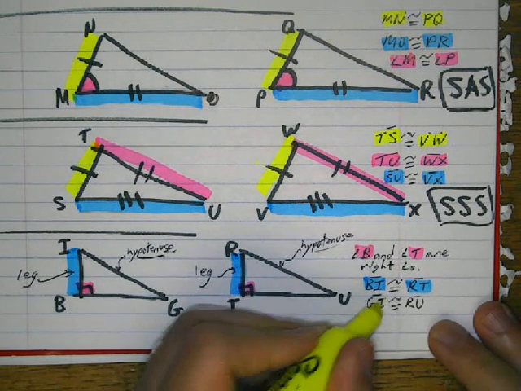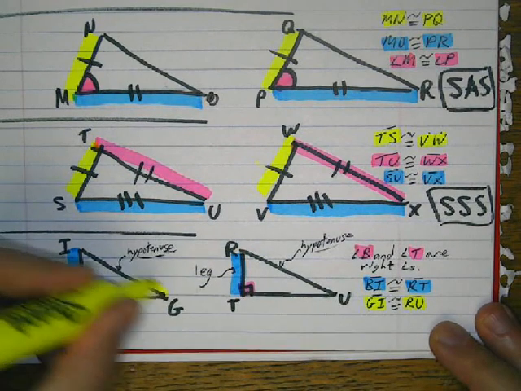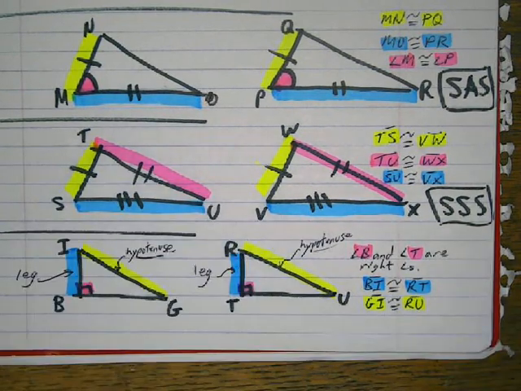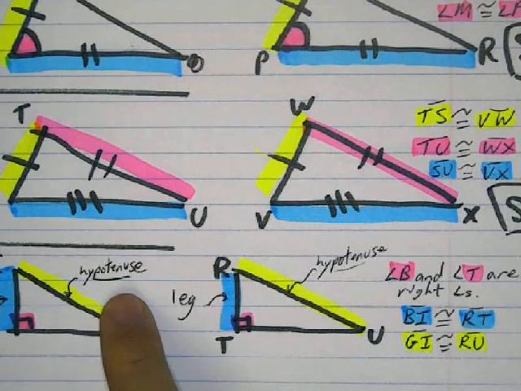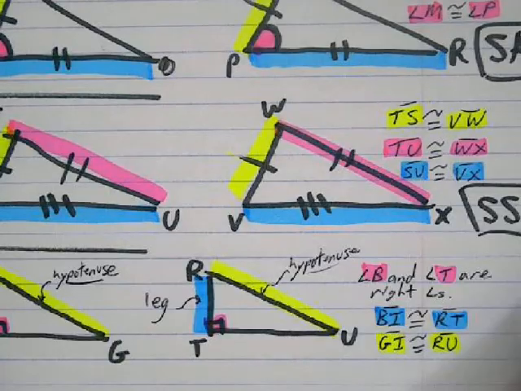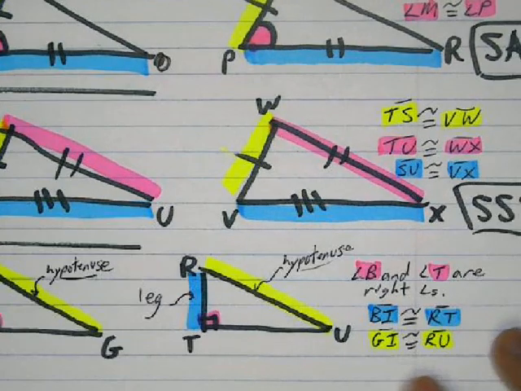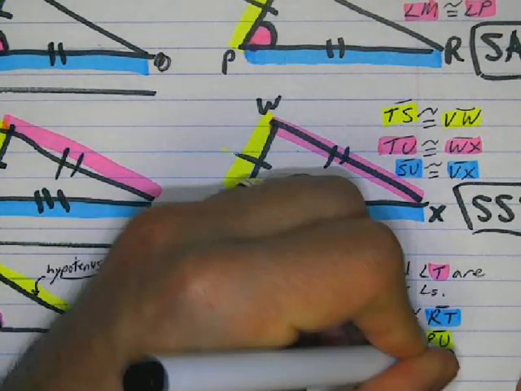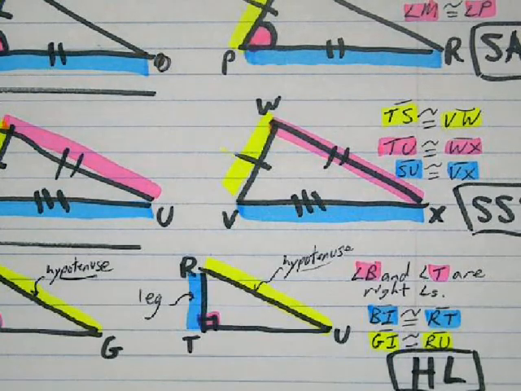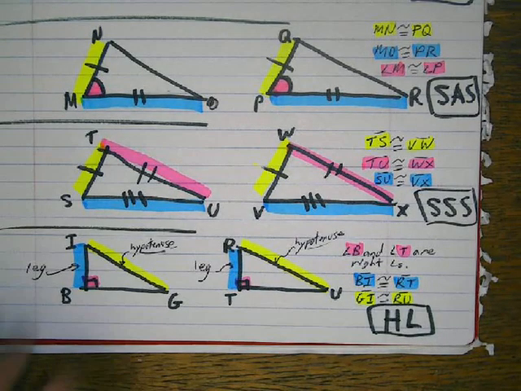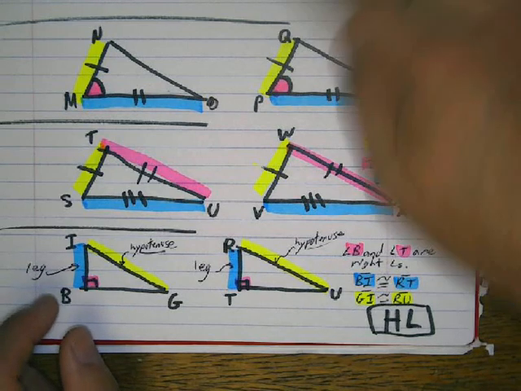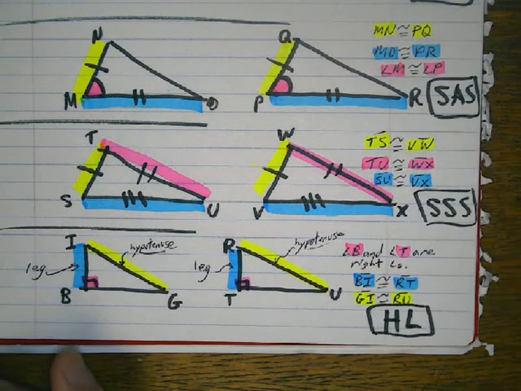Yellow. If GI is congruent to RU, this, if it's across from a right angle, has a special name, and it's called a hypotenuse. Okay? And so if you have this kind of a situation, then it would be congruent by hypotenuse leg, or HL. This example was the one that was not in the Desmos activity, but all of these other examples were. Okay, please copy this carefully. If you don't have colored markers, at least it's super important to put the marks that I've put here. And have fun.